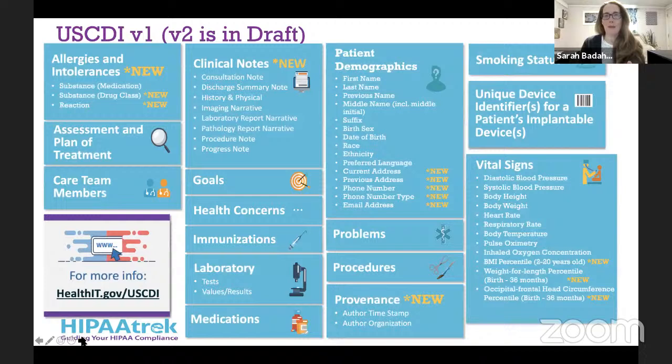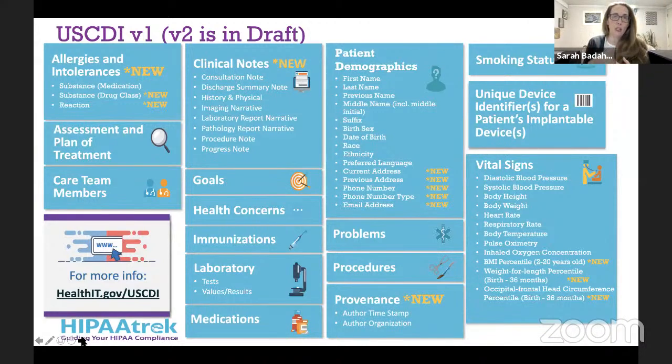All right, so as promised, here are the USCDI standards. Right now, this is version 1 of the USCDI standards. Version 2 is still in draft. So these are all of the data points that must be included in your records releases for either treatment purposes or with patient request.